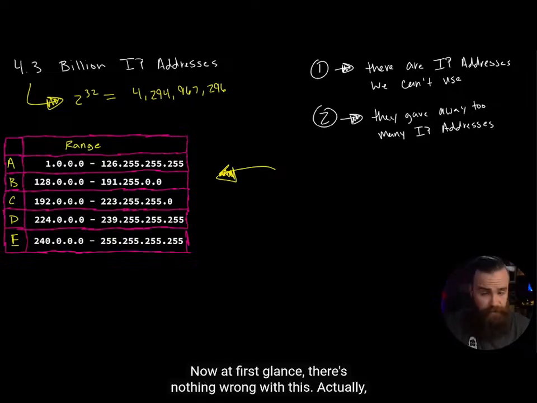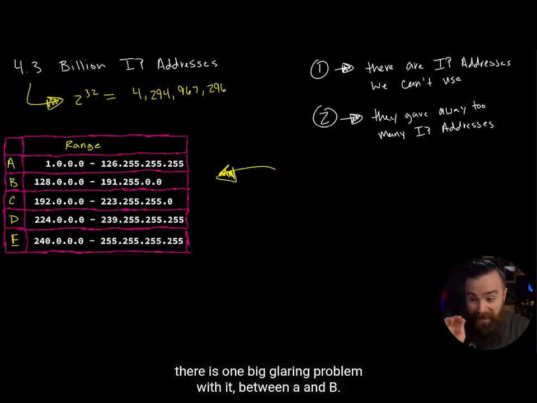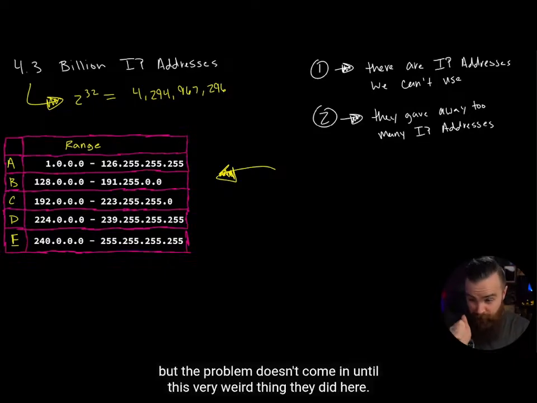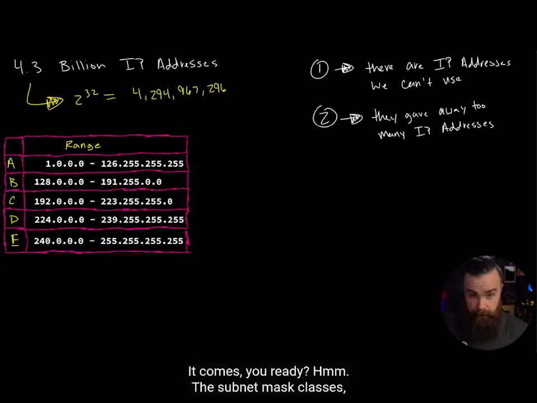Now, at first glance, there's nothing wrong with this. Actually, there is one big glaring problem with it between A and B. See if you can notice it. We'll talk about that here in a second. But the problem doesn't come in until this very weird thing they did. Here it comes. You ready?